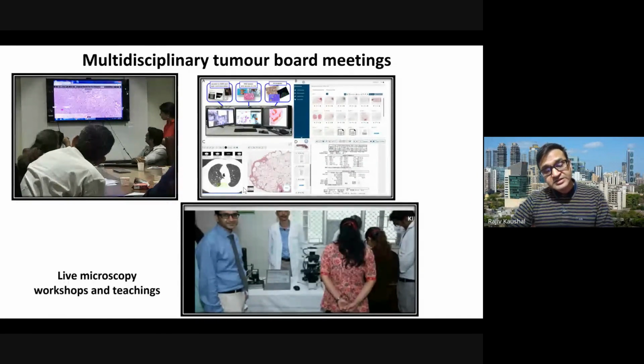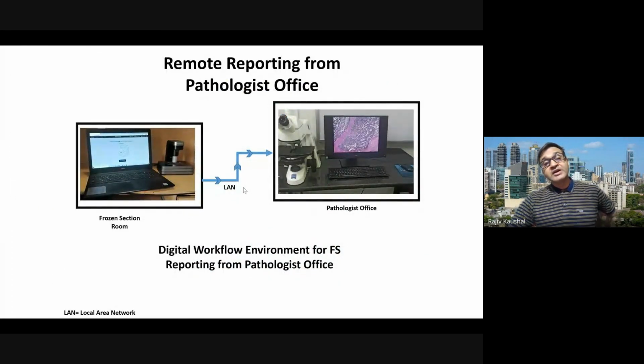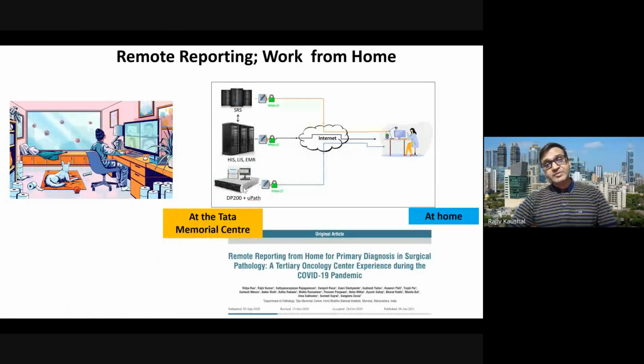So you can engage this technology even for workshops, like we do very frequently for our EBUS ROSE workshops, where we demonstrate to the clinicians the utility of this remote reporting, which has come especially in the era of COVID. This is one of the main applications which has provided flexibility for the pathologist to work from home, and we also used this technology and published our experience.